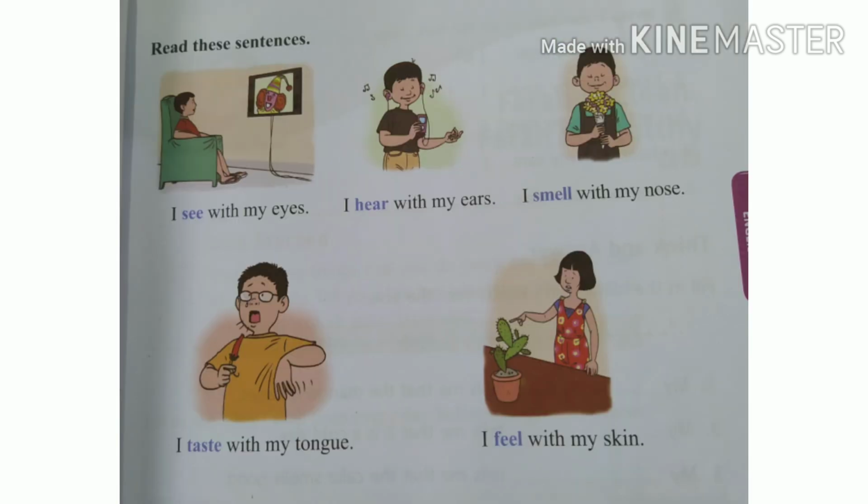Next one is sense organs. What is it? Sense organs. How do we know what is happening around us? Can you guess? How can we know what is happening around us? Yes, I will tell you. We have 5 ways to know what is happening around us. And these are called senses. So we have 5 senses.